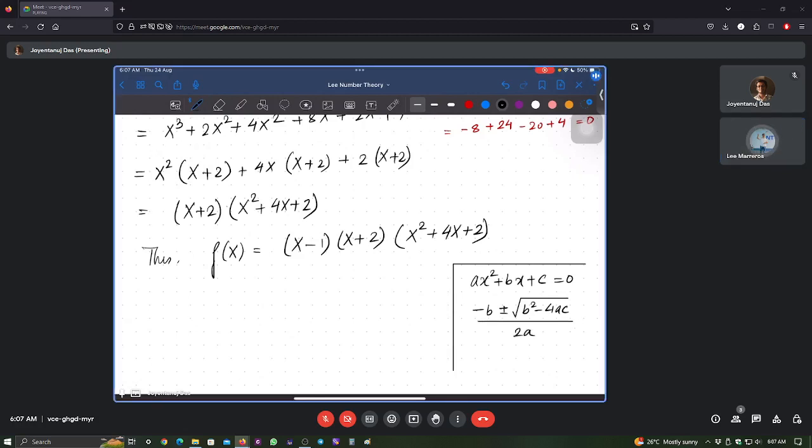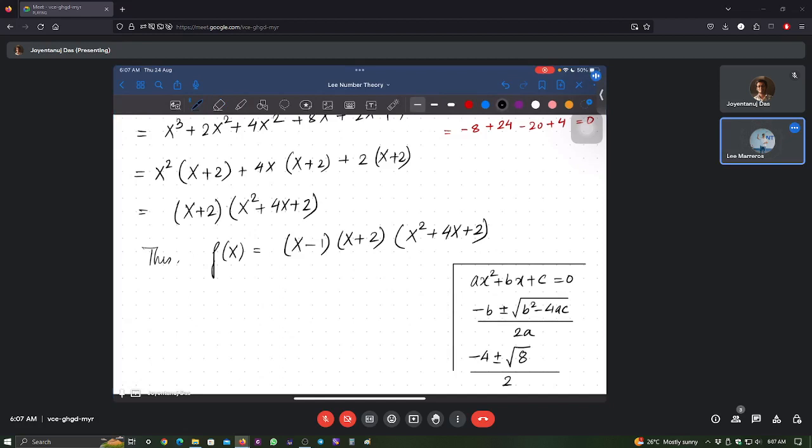Now from here you can check. So a is 1, b is 4, and c is 2. So it will be minus 4 plus or minus the square root of 16 minus 4 into a into c, 4 twos are 8. After subtracting, it will be root over 8, right? So this is not an integer, so we don't have to take care of that.